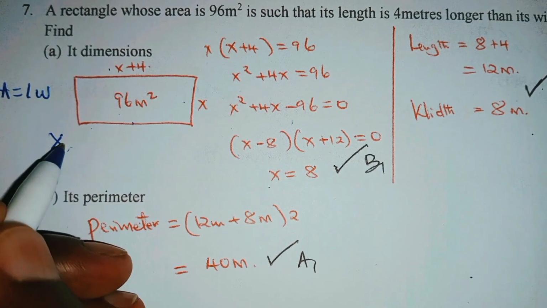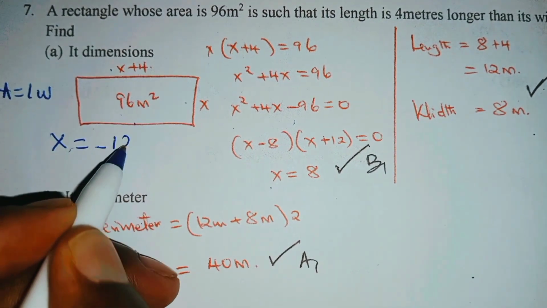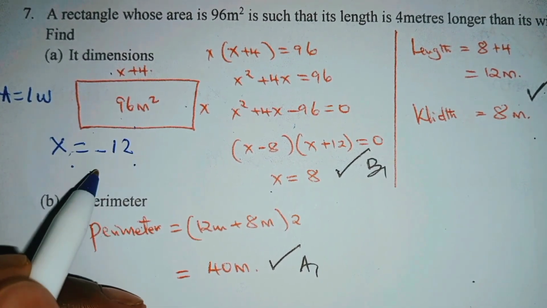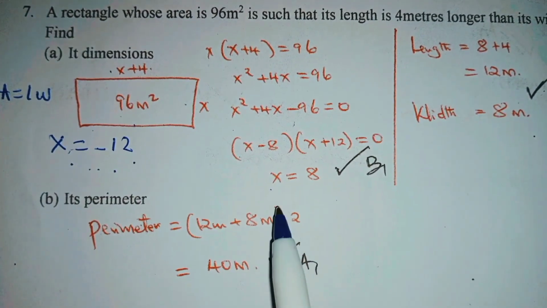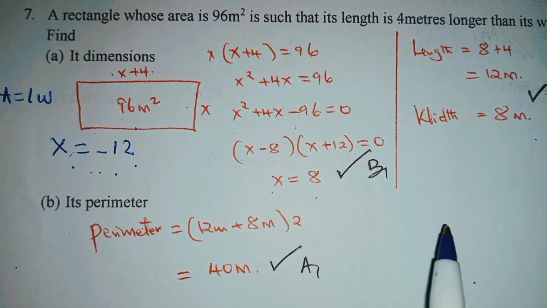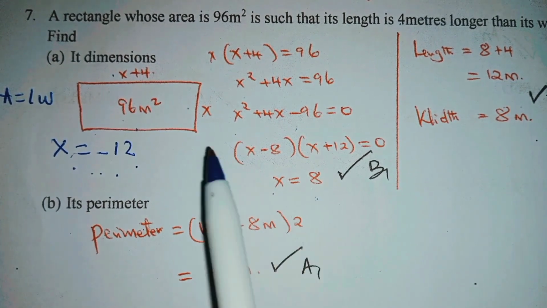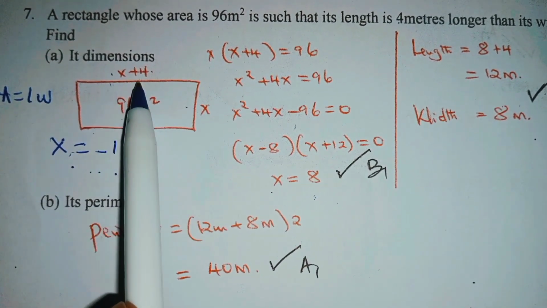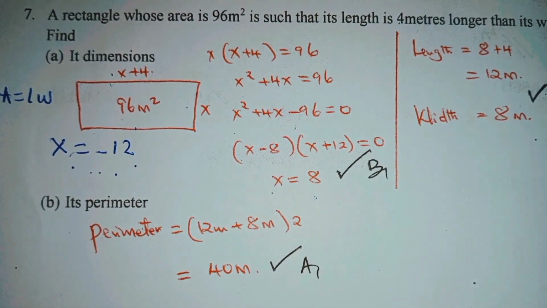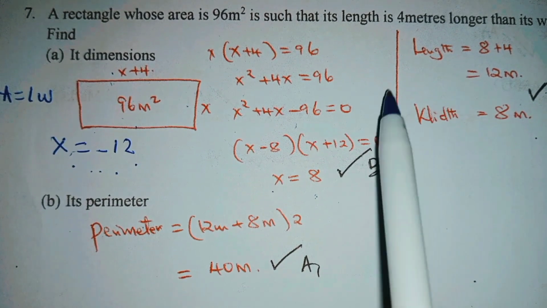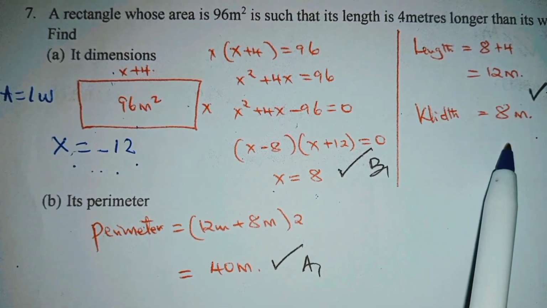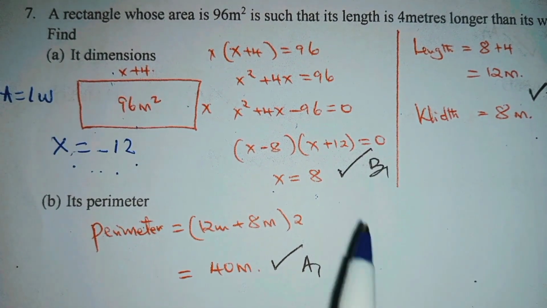And we make use of this positive part. So the width is 8 meters. The length will be 8 plus 4, which is equal to 12 meters. So the width is 8 meters, the length is 12. Of course, if you say 12 times 8, it is going to give you 96.